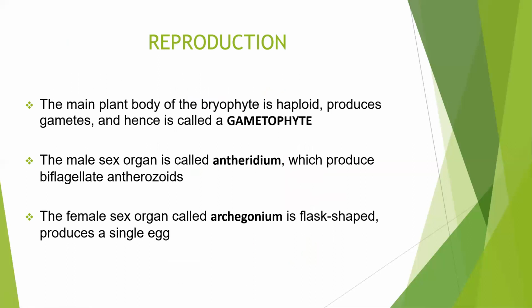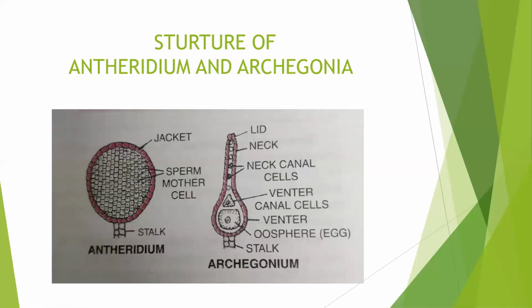Now, we were doing antheridium, the male sex organ. It produces what? Antherozoids, that are biflagellate. And the female sex organ, the archegonium, is a flask shaped structure and it produces a single egg. Let me show you the structure. This is the structure of an antheridium. This is the stalk. And here, these are the sperm mother cells, which will produce the antherozoids, covered by a jacket.